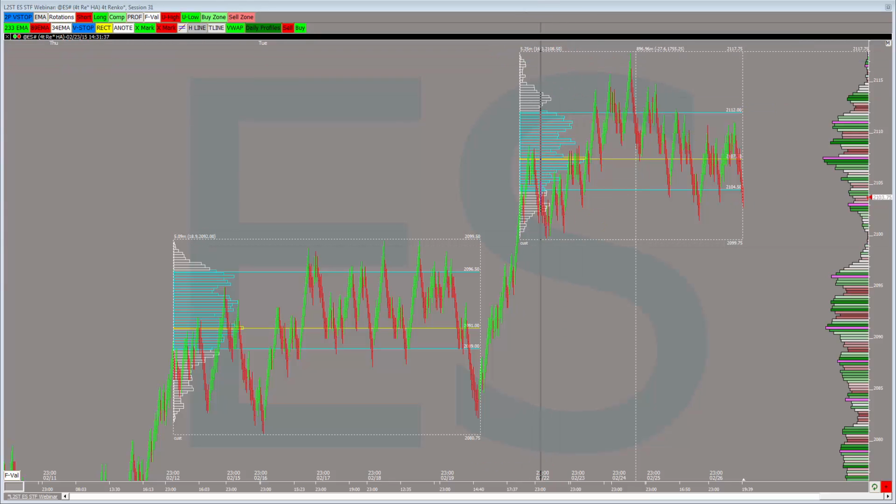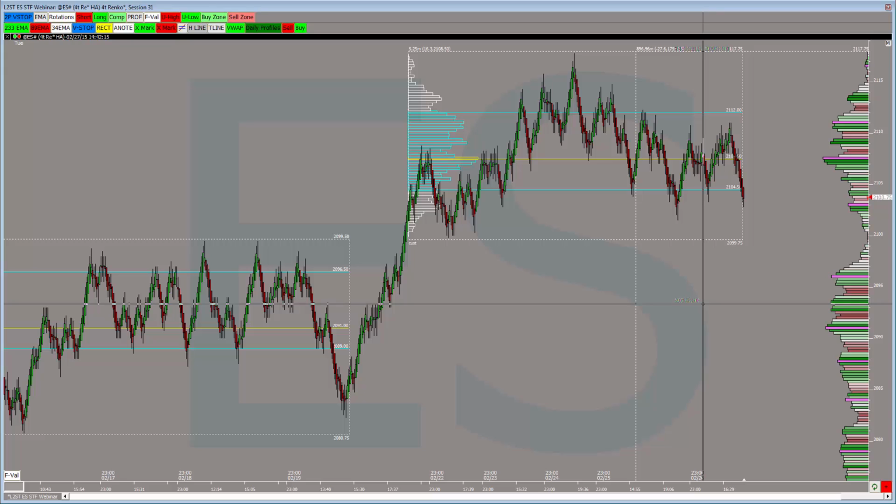So I'm going to move on to the composite profiling on the next video, and I'm going to talk about how to find the levels below and above value.